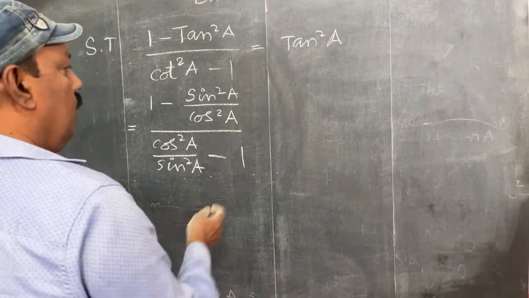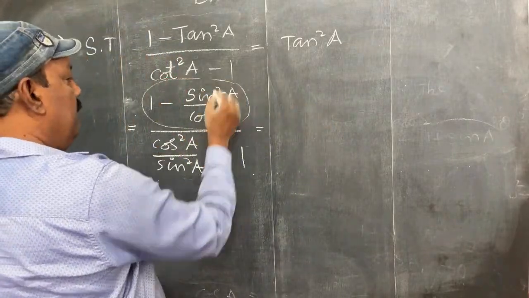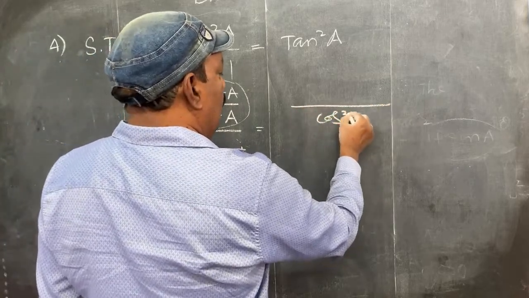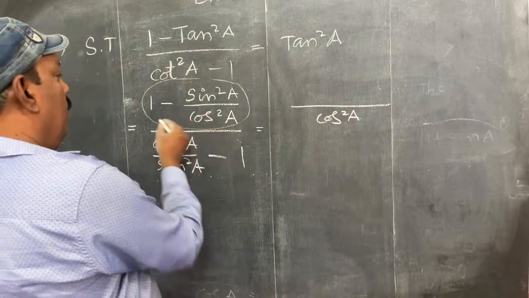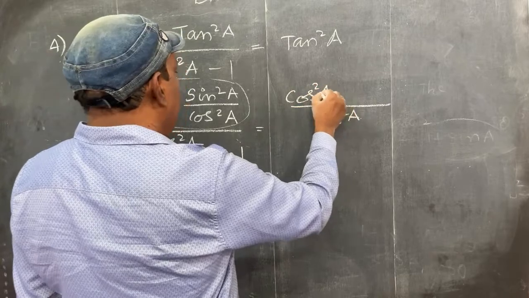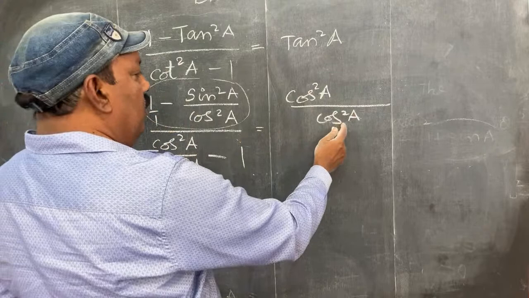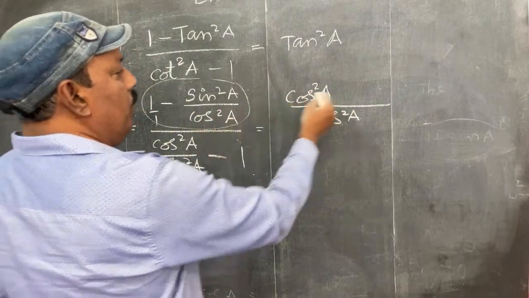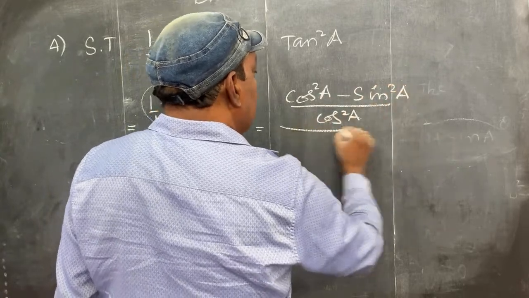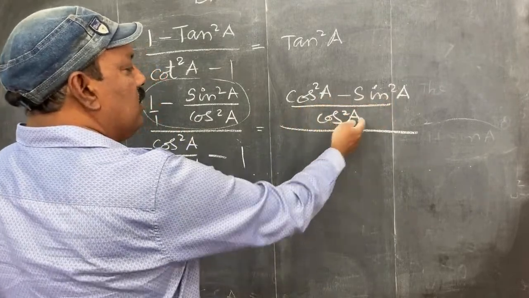Now we have to take the LCM for both this numerator and denominator. If we are taking LCM, cos square A is the LCM, 1 by 1 you will get it here. Cos square A by 1, cos square into 1, cos square A. Now cos square A by cos square A, 1 will come, 1 minus sin square A. Now after LCM we got (cos square A minus sin square A) by cos square A.